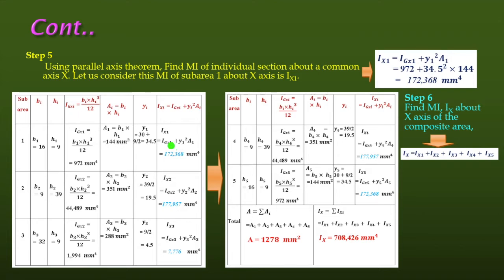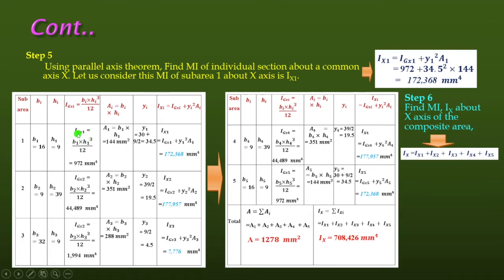Now for this problem, you notice all the Ix1, Ix2, whatever it is, every area moment of inertia is now with respect to the same axis, that is x-axis. Now we can add this, as the area moment of inertia is additive. Means we can add if all the moments of inertia are about the same axis.